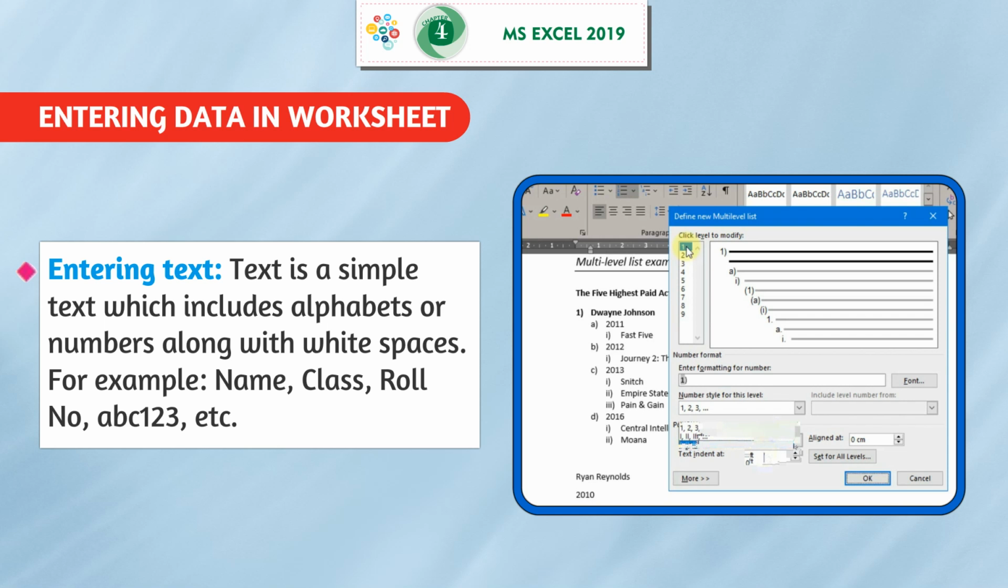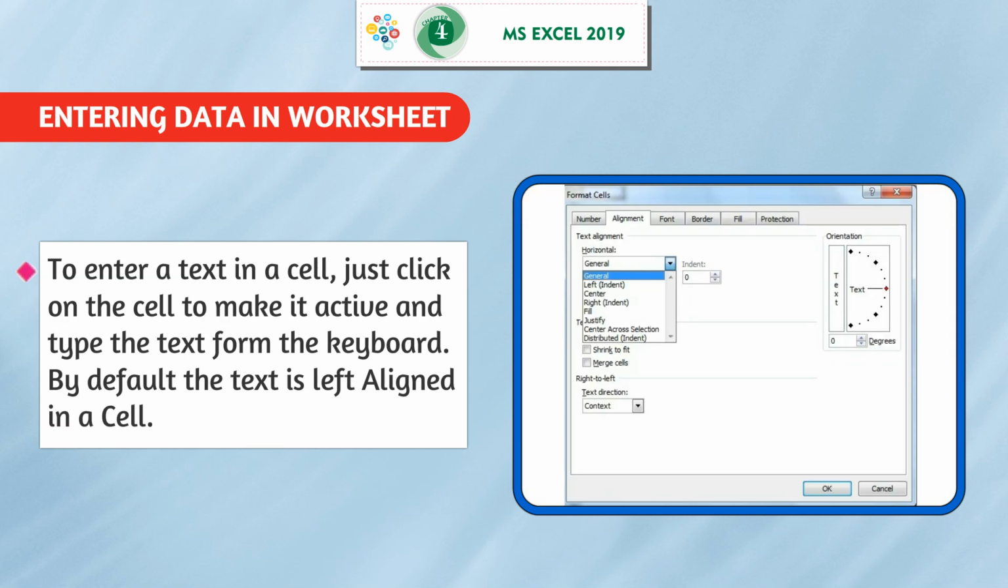Entering text. Text is simple text which includes alphabets or numbers along with white spaces. For example, name, class, roll no, ABC 123, etc. To enter a text in a cell, just click on the cell to make it active and type the text from the keyboard. By default, the text is left aligned in a cell.